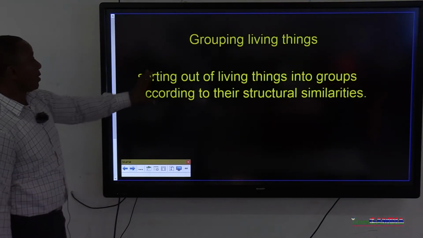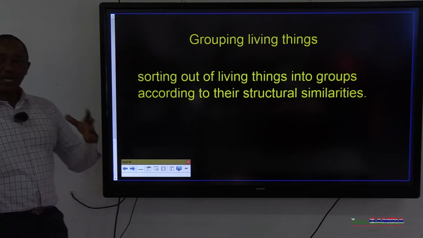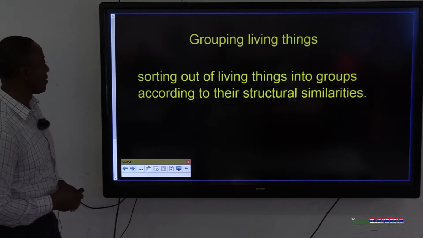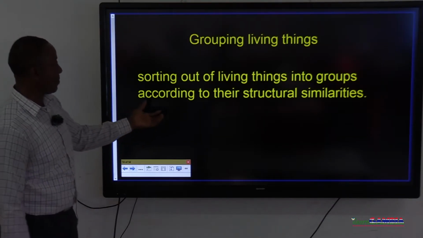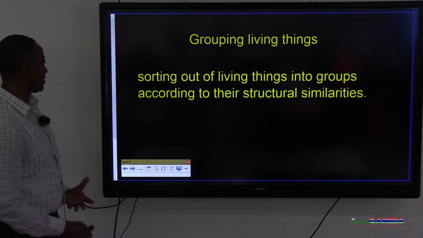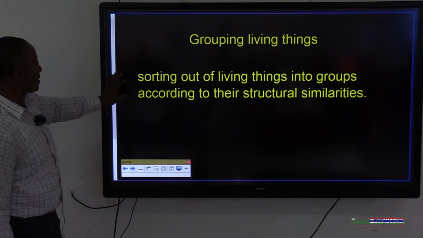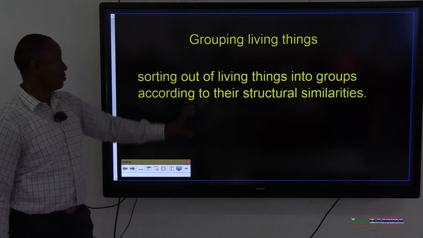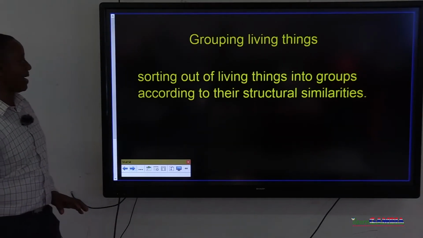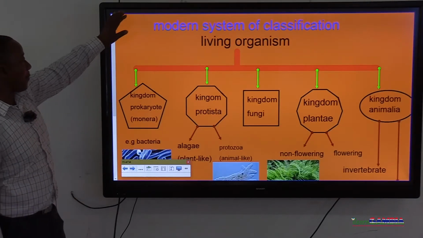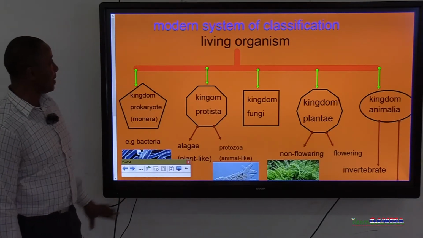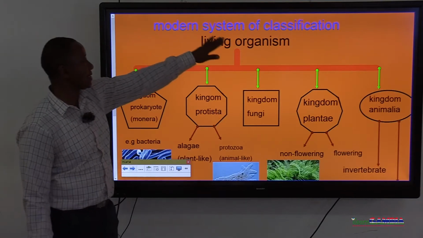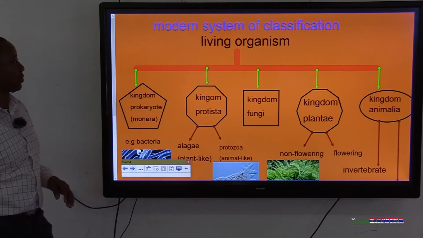So how do we group things? We're going to look at living things and try to group them, sorting them according to their similarities, okay? So grouping living things is simply sorting out the living things into groups according to their structural similarities. This is the modern system of classification today for all living things.